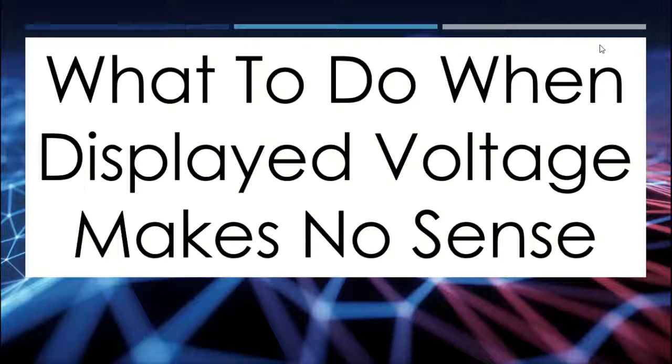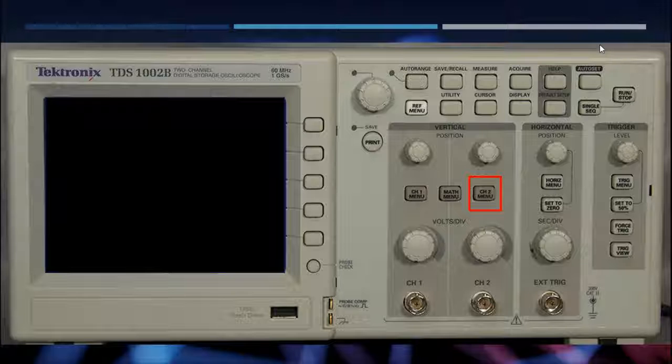So what should you do if the voltage that's displayed on your oscilloscope when you're looking at a signal doesn't make any sense? We'll use the following example to demonstrate what you should do. Of course, you're trying to stay away from these extra buttons over here on your oscilloscope.